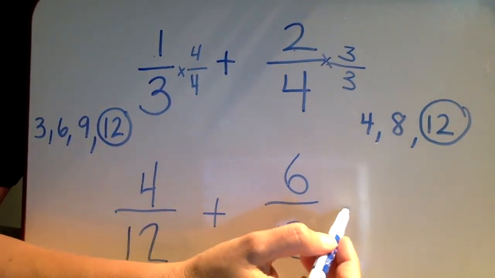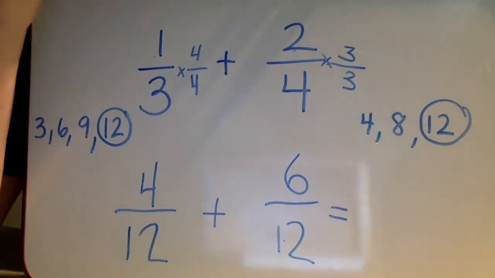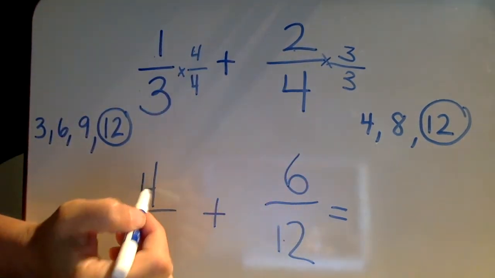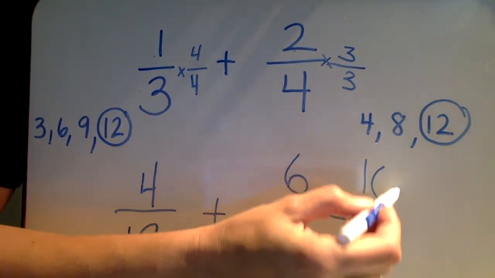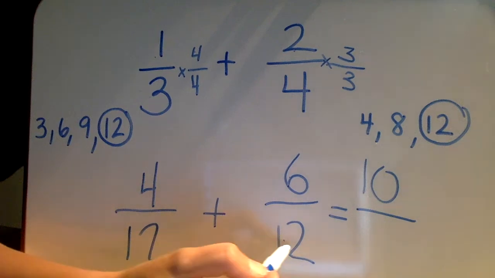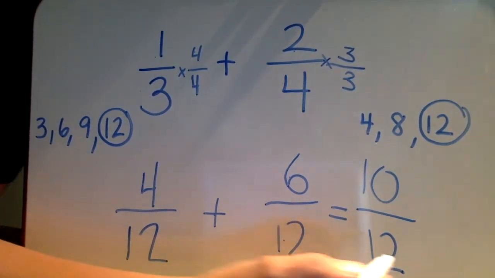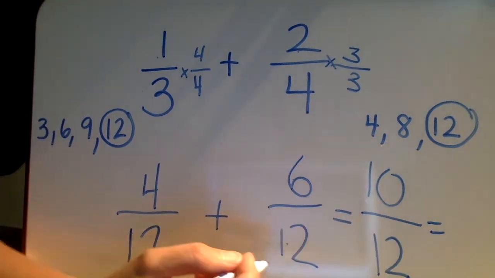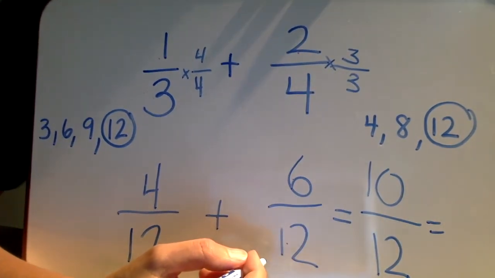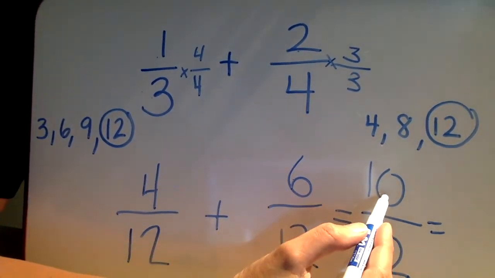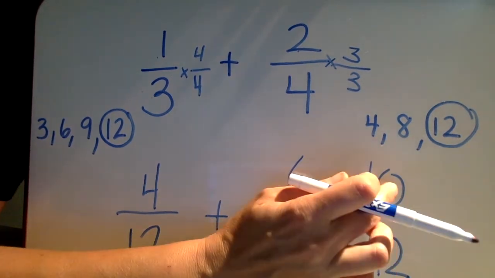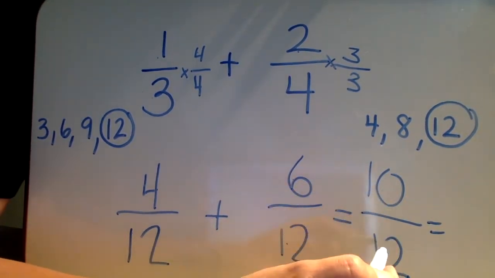If I add those together, remember when we add fractions, we add numerators only. 4 plus 6 is 10, and my denominator stays the same, 10 12ths. Now your teachers are going to say to you, is this in simplest form? The way that I check to see if this is simplest form is, is there any number that is a factor of both of these?